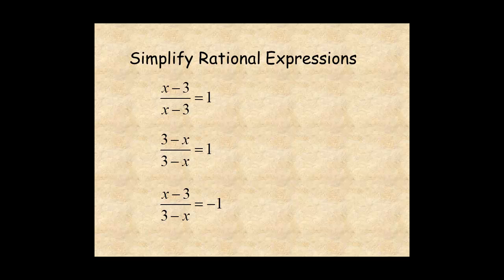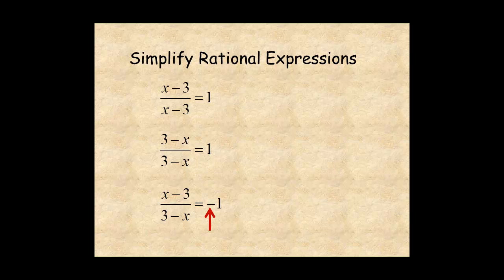These examples demonstrate an interesting complication when simplifying rational expressions. The ratio x minus 3 over x minus 3 simplifies to 1 because the numerator and denominator are the same. You can reverse them, 3 minus x over 3 minus x, and the ratio still simplifies to 1. However, the ratio x minus 3 over 3 minus x is the ratio of opposites or inverses, and simplifies to negative 1.